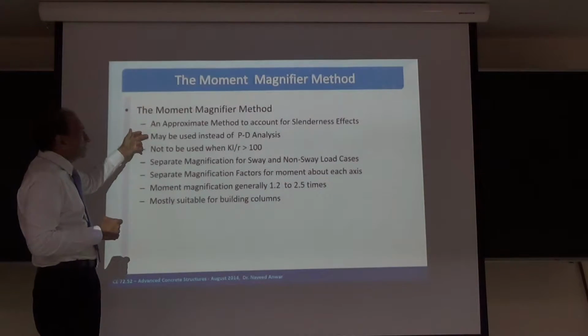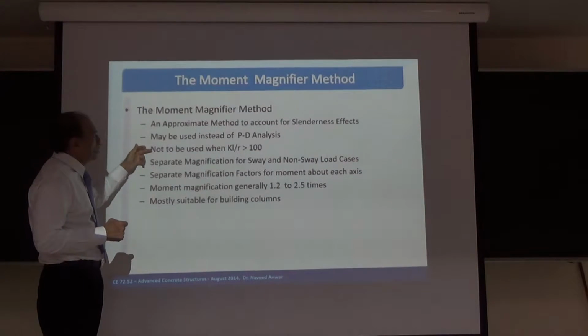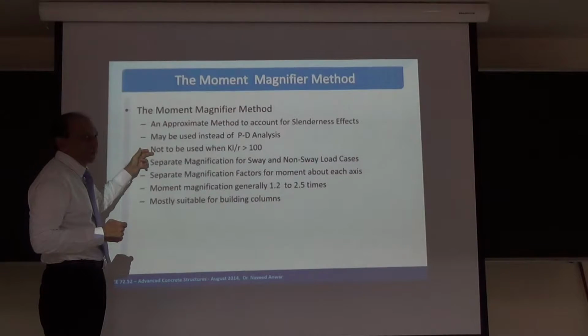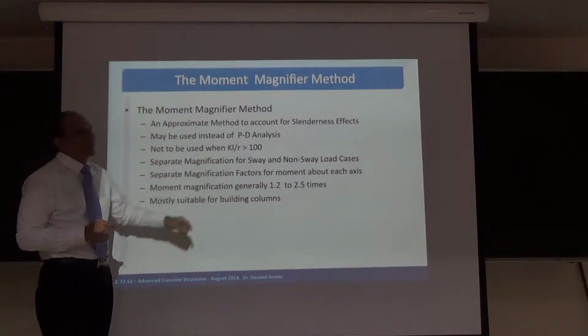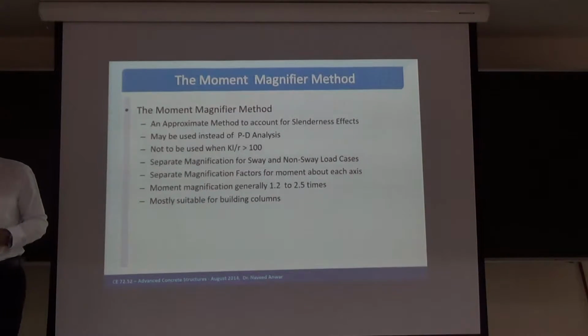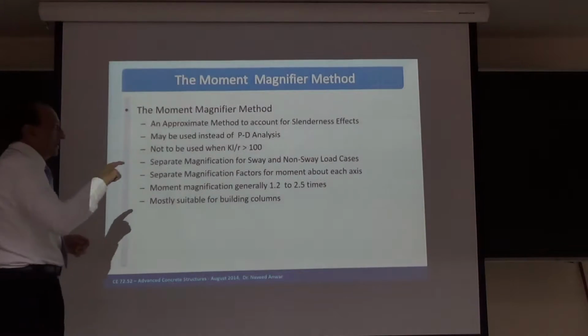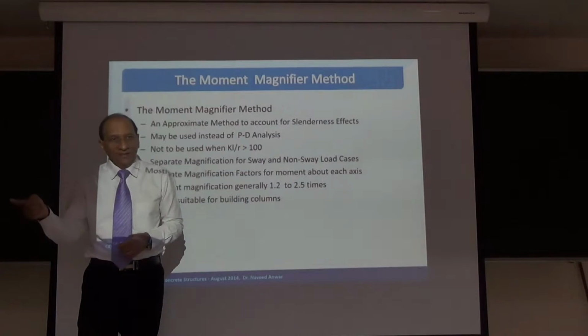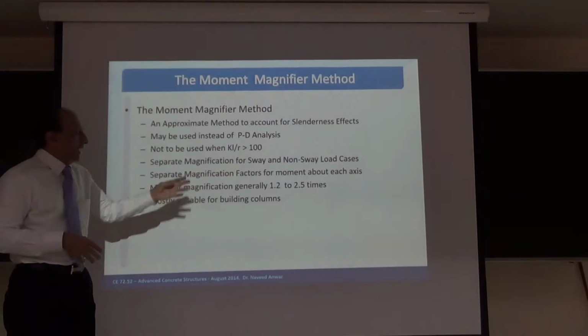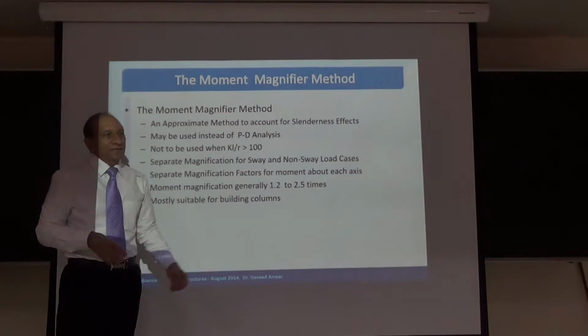Because this is too difficult, we can use this method as long as KL over r is not more than 100. K is the effective length factor, which can be anywhere between 0.5 to infinity, as I mentioned to you last time. L is the length of the column, and r is the radius of gyration.